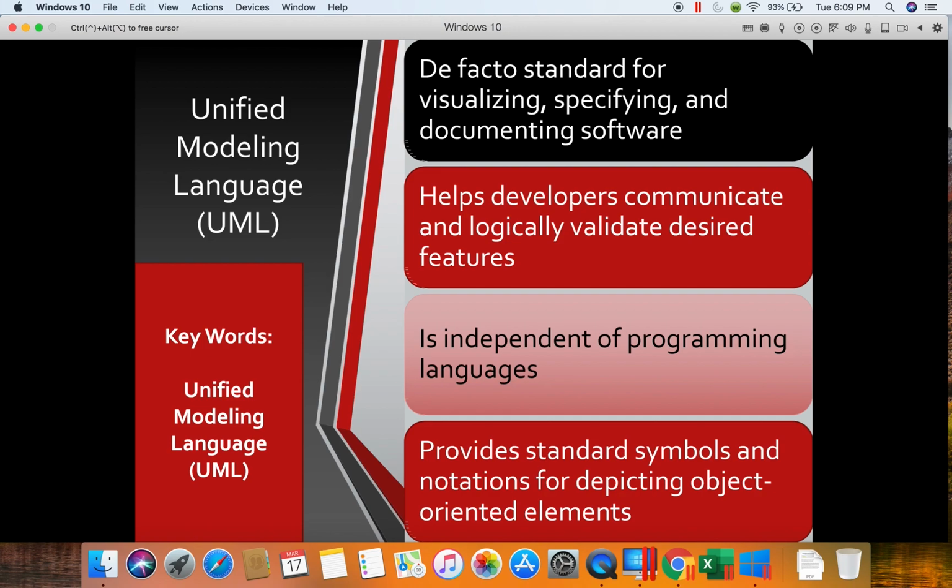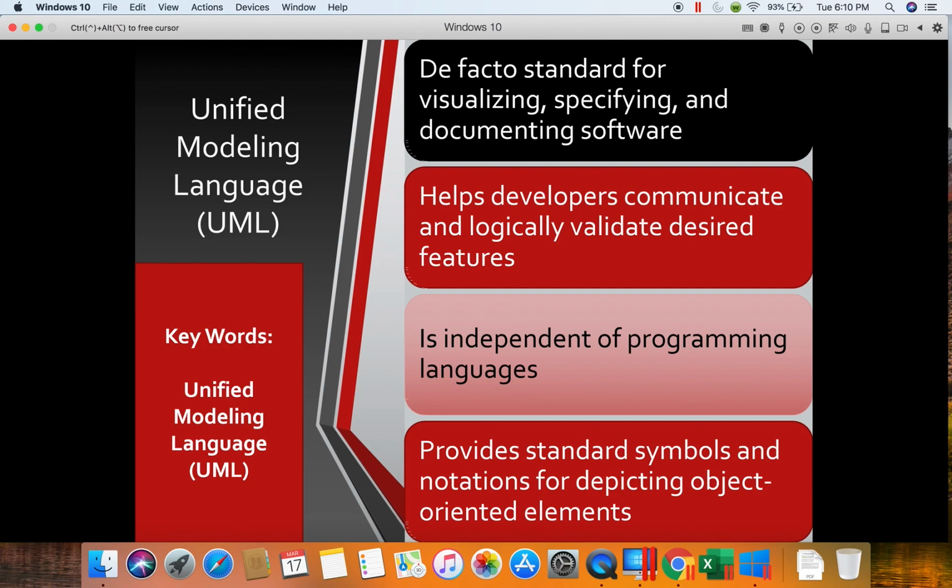Another way that we can visualize systems is through the Unified Modeling Language, or UML. This is a graphical standard for visualizing, specifying, and documenting software. It helps developers to communicate and logically validate that desired features are going to be in the system. It is independent of any programming languages, which makes it very easy to use, and it uses some very simple symbols.